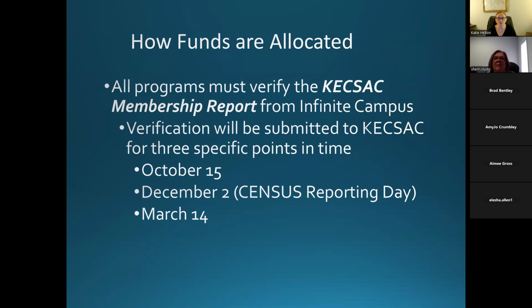All programs must verify from their membership report that's in IC how many students they have on the following 3 dates: October 15th, December 2nd. That's our huge collection of data. The census reporting day is December 2nd, and then March 14th. So those 3 days are the snapshot that we look at your program and see how many students you have in your program.